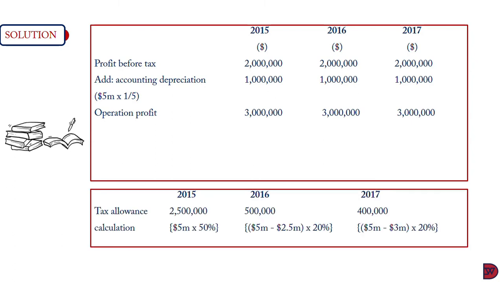Right. Now, when we come to the tax allowance, watch the calculation down here. The asset is worth 5 million and the tax authority said they will allow 50% in the first year. So the tax allowance for 2015 is going to be 2.5 million. So we less it from the 3 million in 2015.